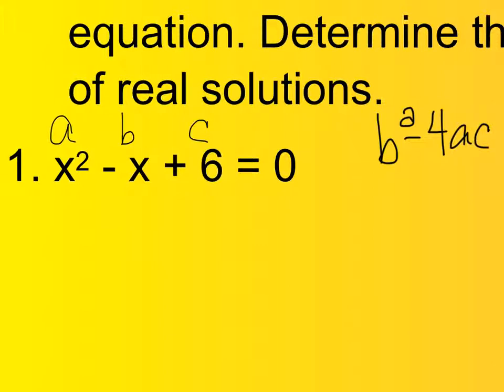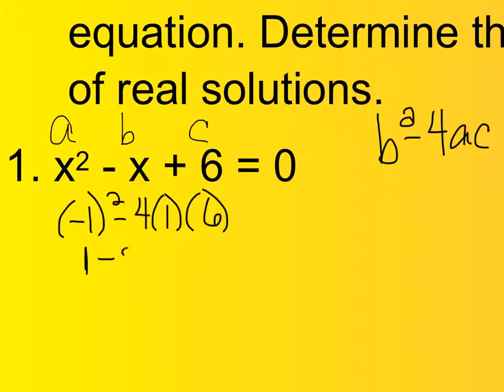So b here is -1, so it'd be -1 squared minus 4 times a, which is 1, times c. Well, when we square the -1, it becomes a +1. Minus 24, which gives us -23. So now the question is, can I take the square root of a negative? The answer to that is no, which means this has no real solutions.